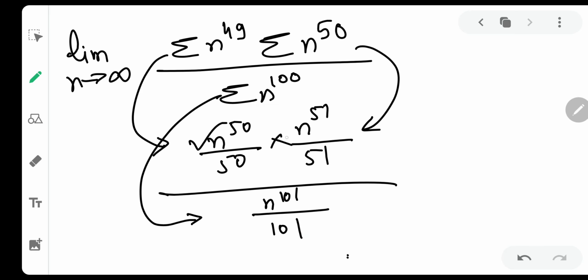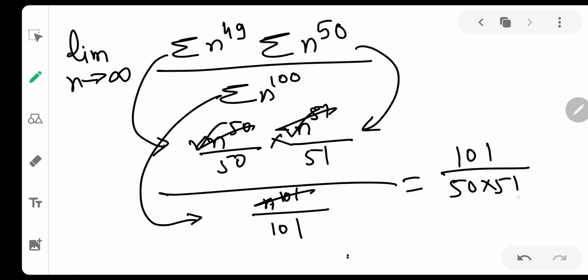Now check, n raised to 50, n raised to 51 will be n raised to 101. So this will get cancelled. 101 goes up and 50 into 51. So the answer will be 101 and 50 into 50, 2500, plus more 50. So 2550 is the correct answer.